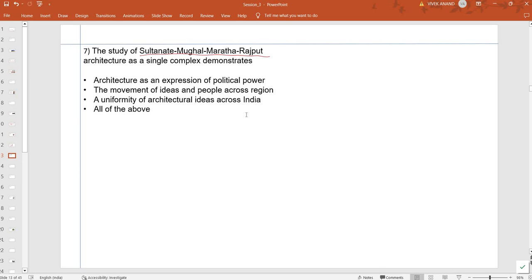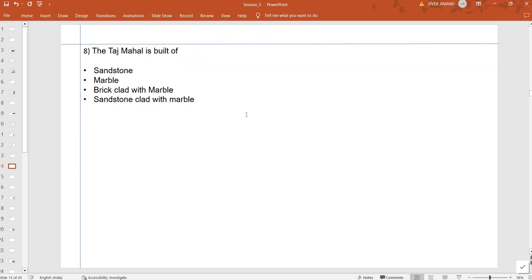Okay. So let's move to the next question. The Taj Mahal is built of. Please, anyone answer this quickly. Options are sandstone, marble, brick clad with marble, and sandstone clad with marble. Quickly, can anyone answer this?